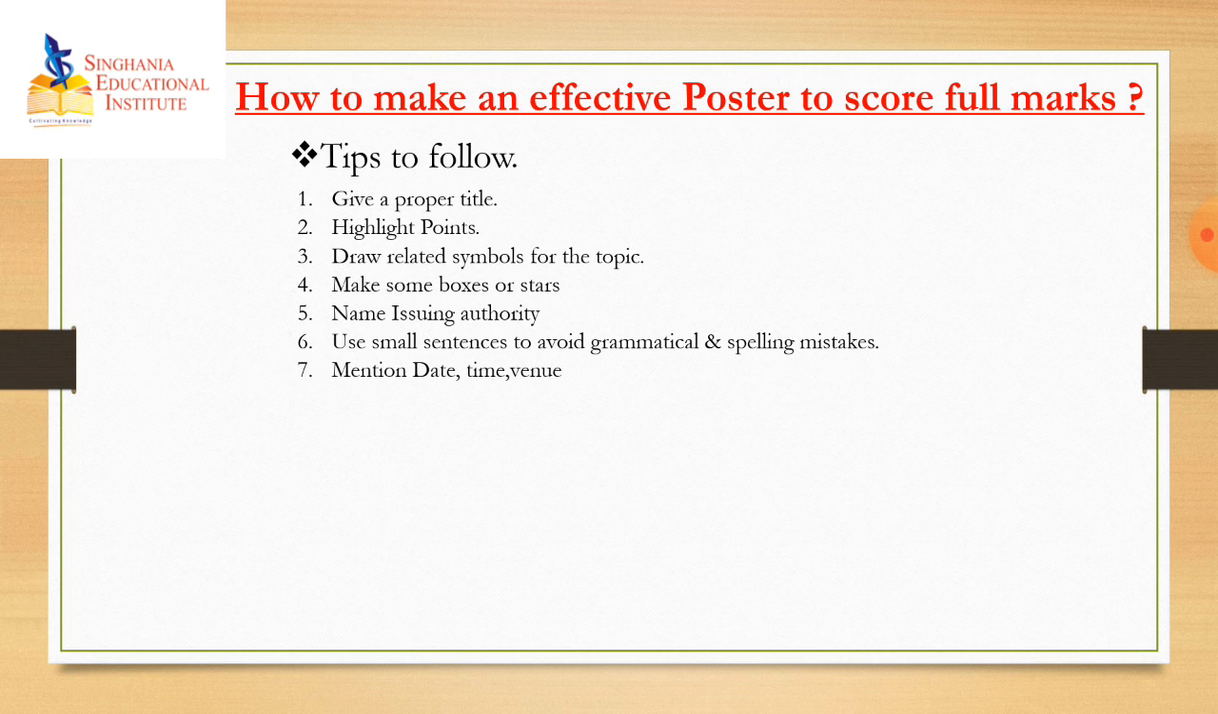Next step is to mention date, time and venue. Whenever the poster is related to some event, always mention date, time and venue. You can mention these three things in boxes also. Next point is to use slogans, taglines and highlight them. The use of slogans and taglines will definitely improve the quality of your work and give a good impression to the examiner. So please never forget to add these in your poster.